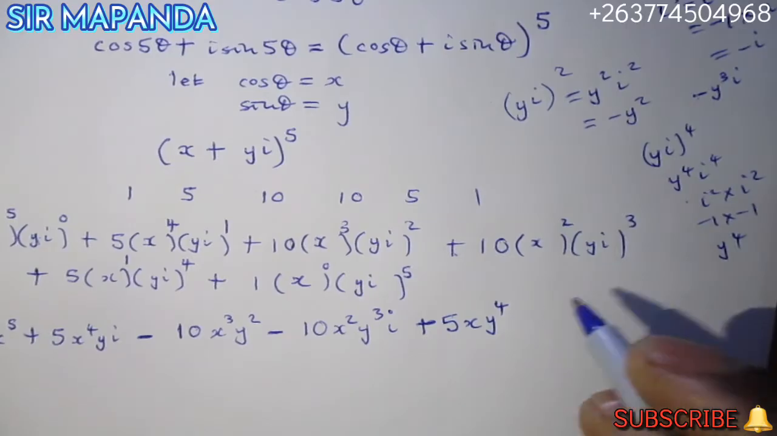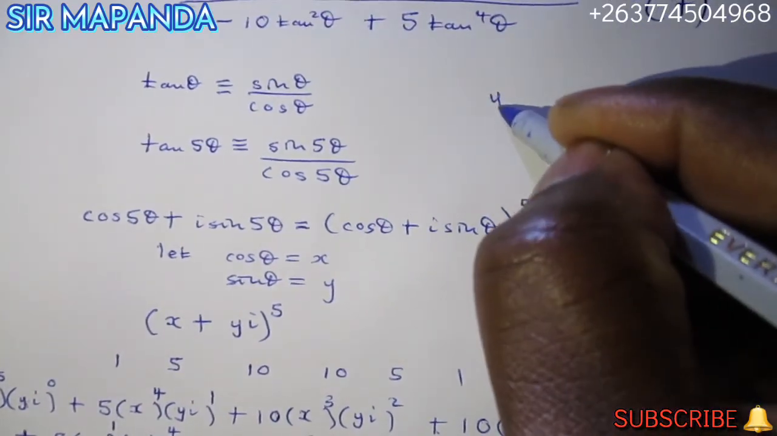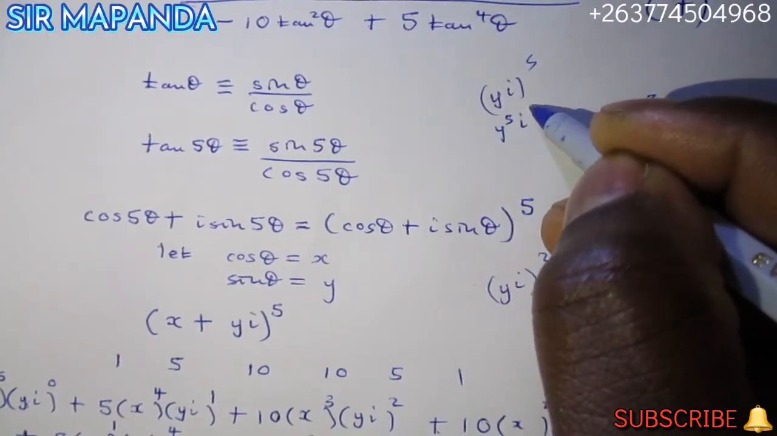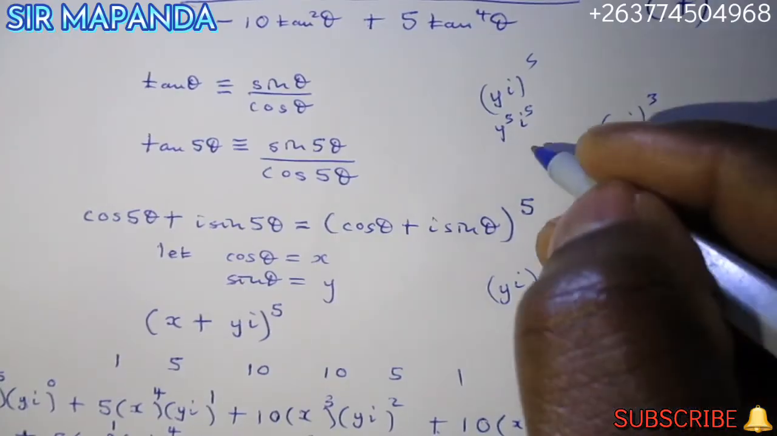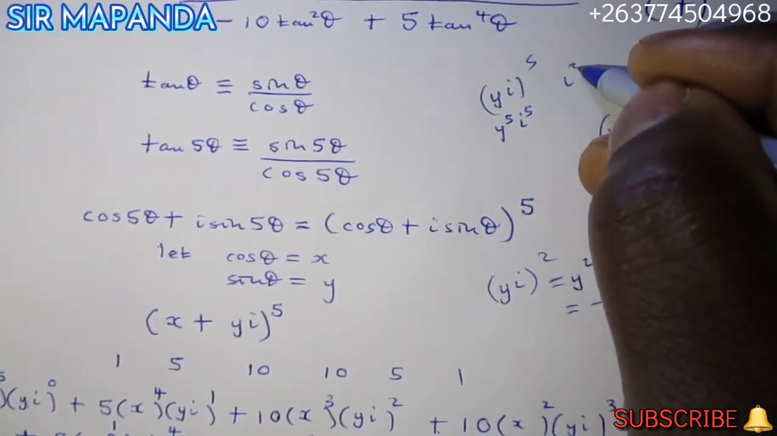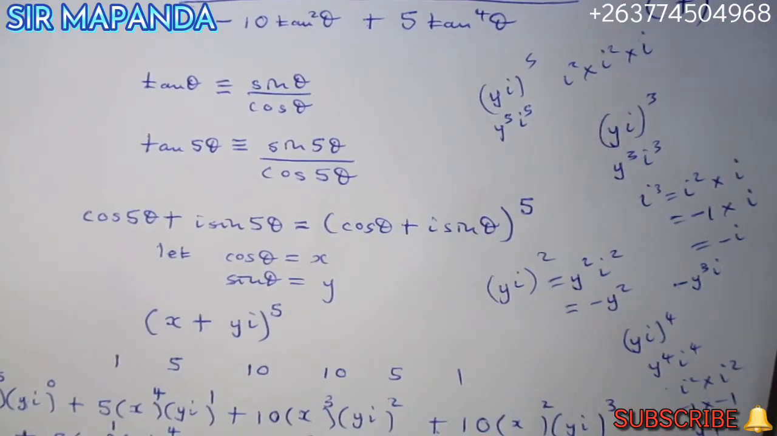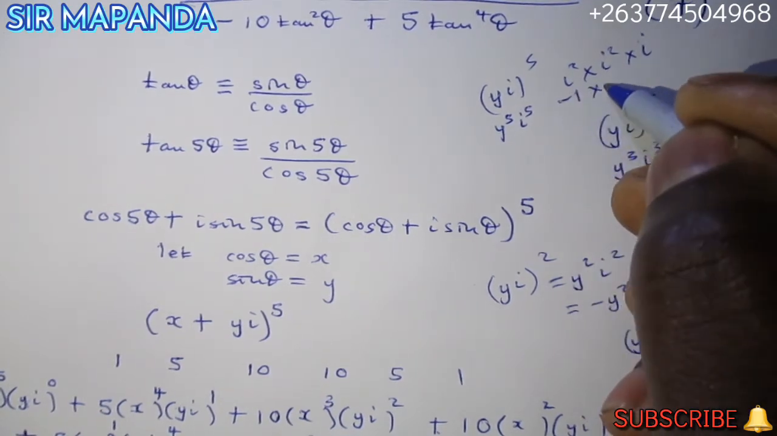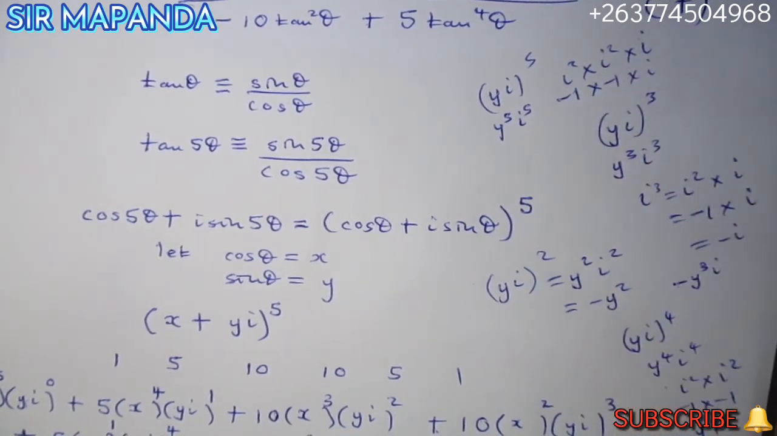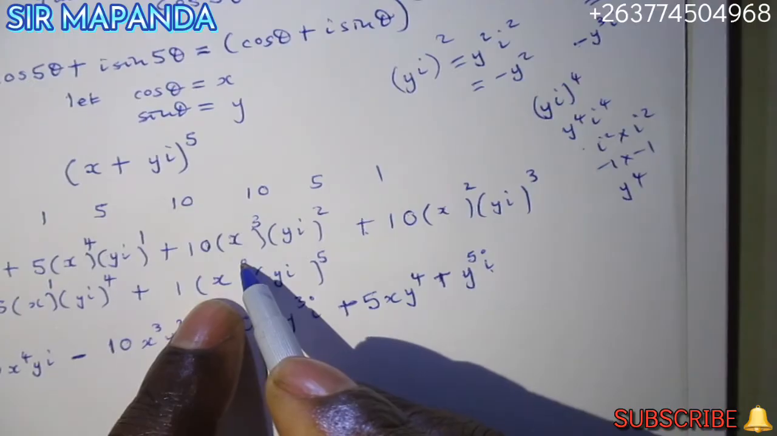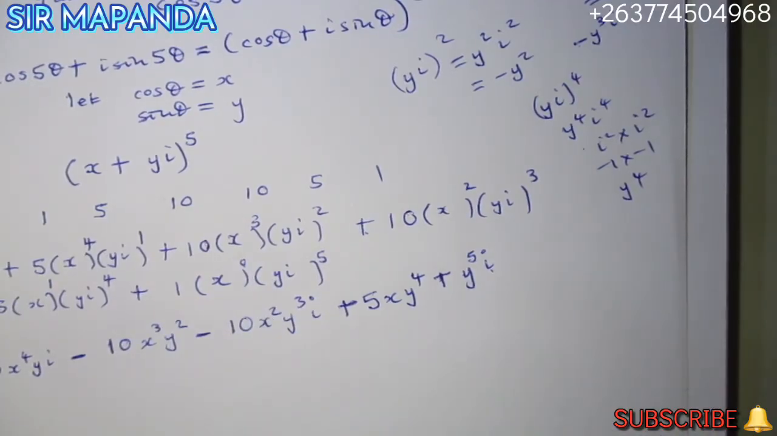We now move on to the last. Let us target yi to the power of 5. You get y to the power of 5, i to the power of 5. What is i to the power of 5? It's i squared times i squared times i. So i squared is minus 1, so it's minus 1 times minus 1 times i. You will be left with the i, since minus 1 and minus 1 give you a plus. Y to the power of 5 i, since x to the power of 0 is 1.